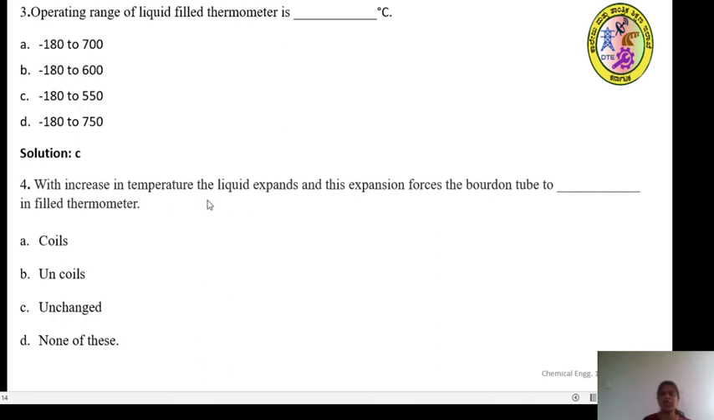With increase in temperature, the liquid expands, and this expansion forces the Bourdon tube to dash in a filled system thermometer. You should recall the working by recalling the construction diagram of the liquid filled thermometer. You can answer this question: whether it coils, uncoils, or unchanged, or none of these. The answer is uncoils.